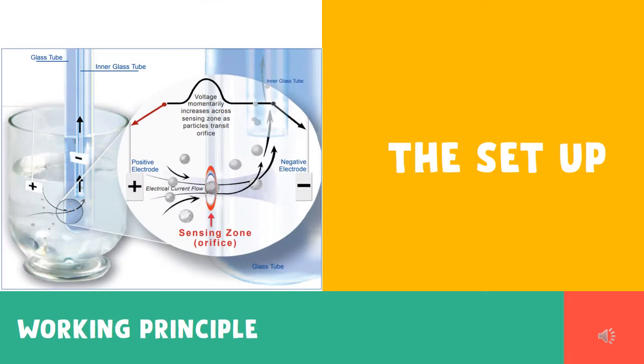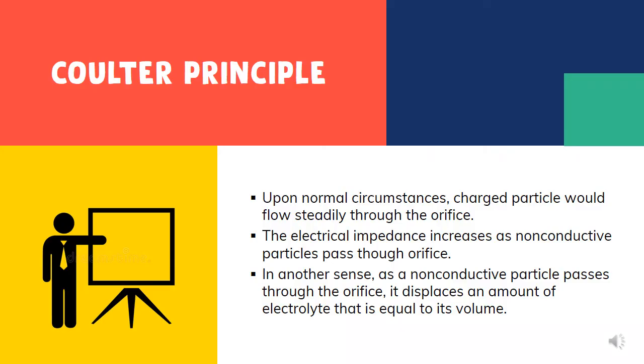Now, we are at the working principle. With this, we start by introducing the setup. The setup consists of a container with an electrolyte with a dilute concentration of suspended non-conductive particles, an inner glass tube with an electrode inside, and an outer glass tube with an orifice. And found outside the outer glass tube is another electrode. All electroresistance counting methods are governed by the Coulter principle.